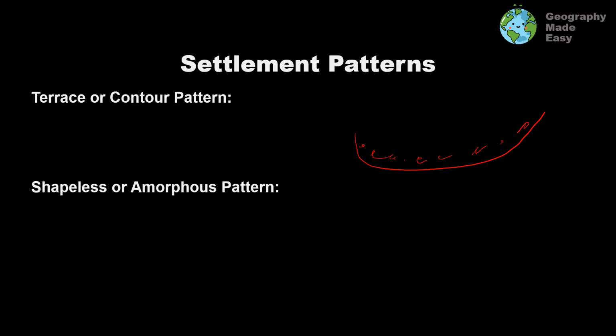And finally, we have the shapeless or amorphous pattern, where all the other subtypes are falling here, where we don't particularly have one particular shape. It is a shapeless pattern of settlement.